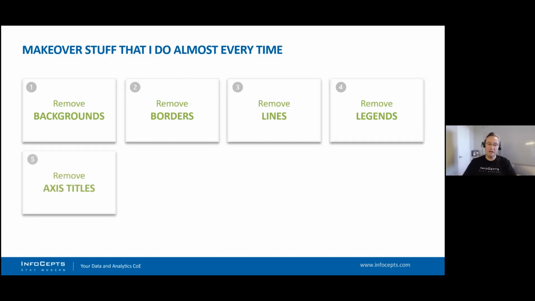I like to remove axis titles. I feel like the data, 99% of the time, you know what you're looking at if you give it a good title up there. So you might not need the axis titles. So a lot of the times I get rid of axis titles or I leave them. But I definitely ask myself the question, do I need them?